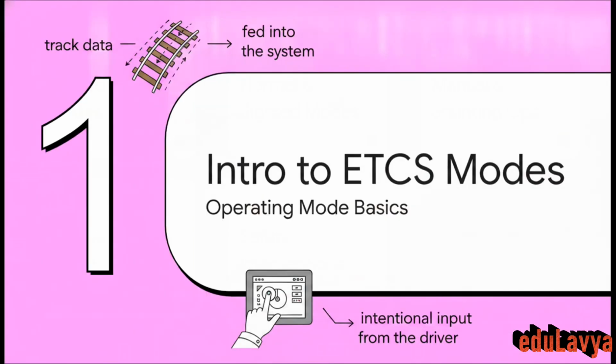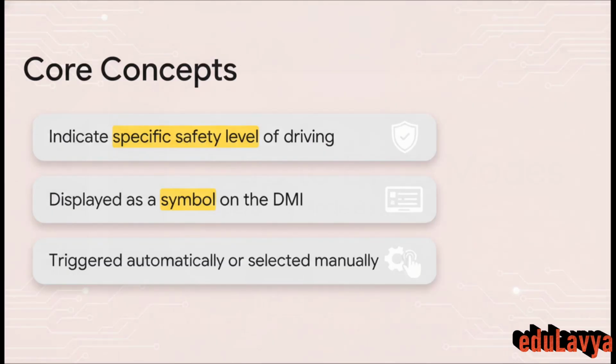All right, let's jump right into Section 1, Intro to ETCS modes. An operating mode isn't just randomly chosen by the computer. It is strictly dictated by either the available track data being fed into the system or by intentional direct input from the driver. Basically, these modes act as the absolute rulebook for how the train behaves at any given moment. They dictate the system's level of autonomy and the distribution of responsibility between the computer and the human driver. Every single mode guarantees a specific safety level, and as we just saw, they're displayed as a symbol on the DMI. Depending on the exact situation, they're either triggered automatically when certain conditions are met, or they're selected manually.